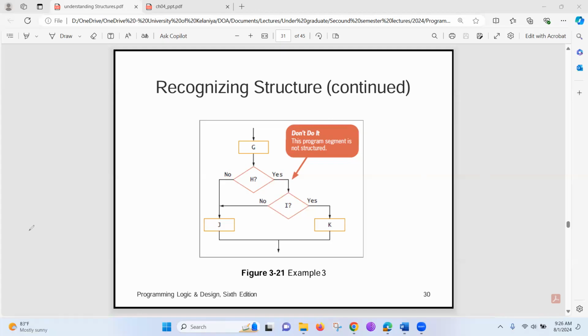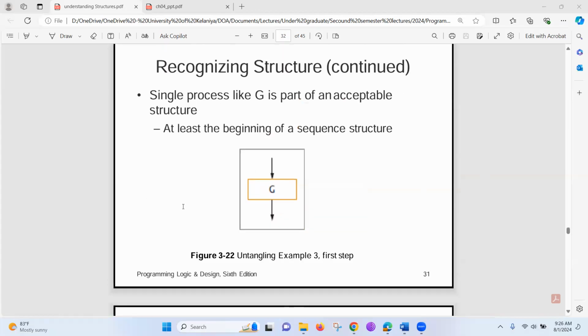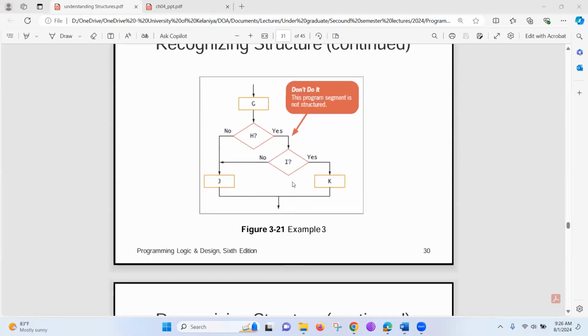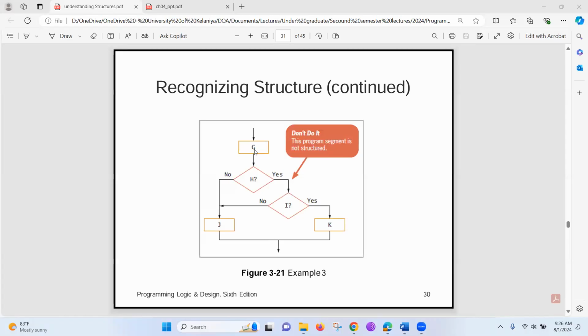Yes, how can we correct it? How can you correct it? Recognizing the structure. A single process like G is part of the acceptable structure. Yes, okay. By looking at this, G is okay.